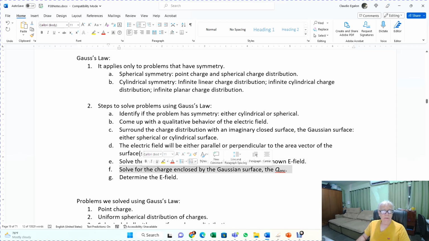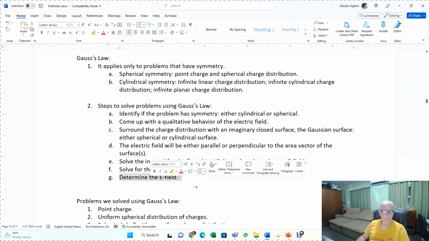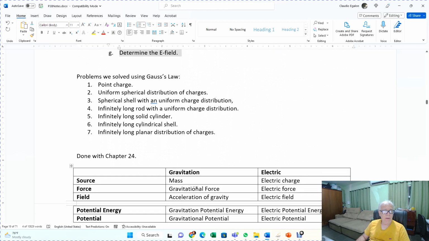Solve the right side of the equation, okay? So for the charge enclosed by the Gaussian surface, the Q enclosed, which is the right side of Gauss's law, and then determine the E field. So that's what we have for this chapter.